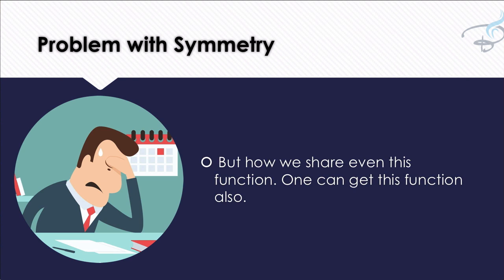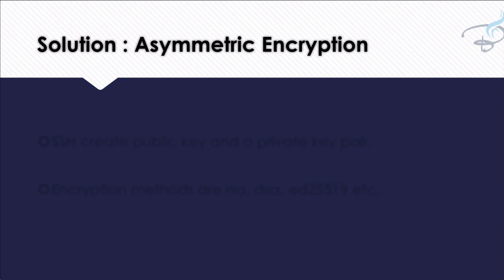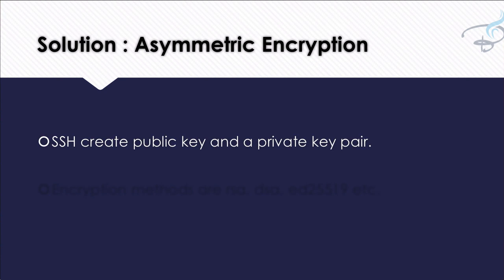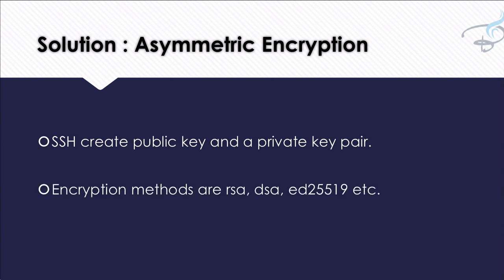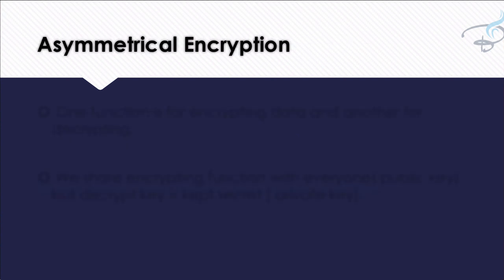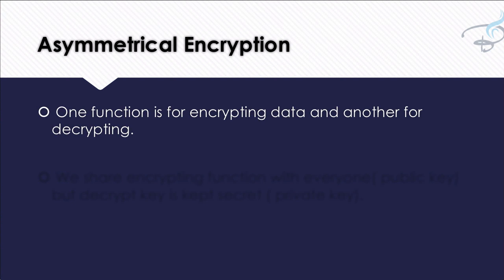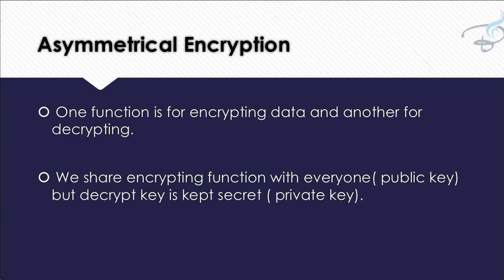So here comes the great solution for the symmetrical, the asymmetrical encryption. Asymmetrical encryption uses a pair of keys, that means the public key and the private key. As the name suggests, the private key is private, we will not share it with anyone, not even touch it. And the public key is accessible to anyone, we share this with anyone. We say, okay, you have this public key, and if you want to contact me, just encrypt your data with my public key, and anything which is encrypted via the public key can only be decrypted by the private key. Remember this is very important. And there are many encryption methods, RSA, DSA, Ed25519, but in whole asymmetric encryption, one function is for encrypting the data and another for decrypting. So we share the public one as the encryptor and we keep the private one as the decryptor.